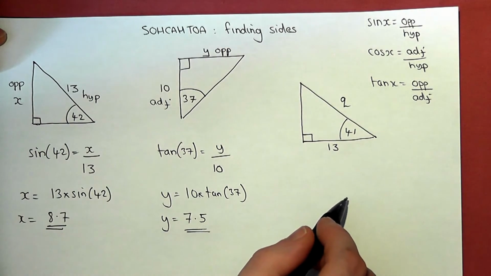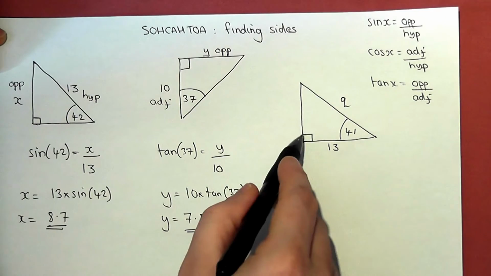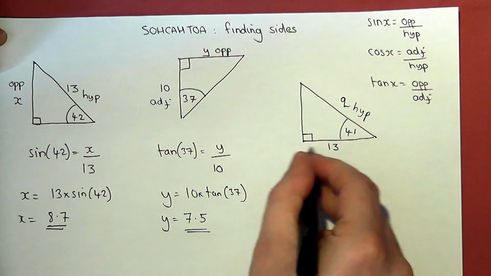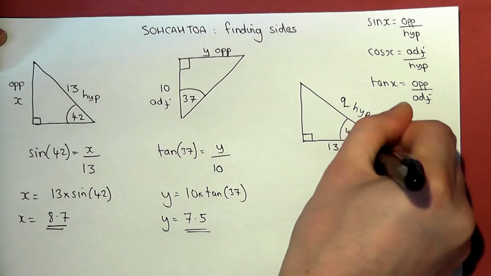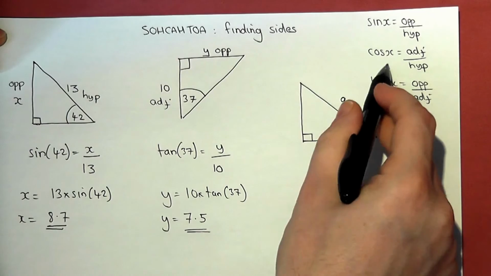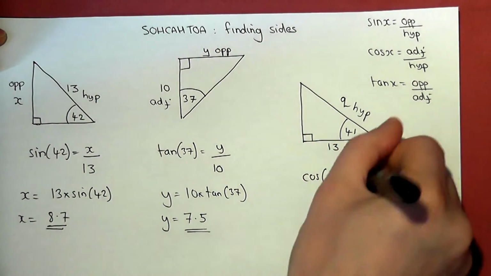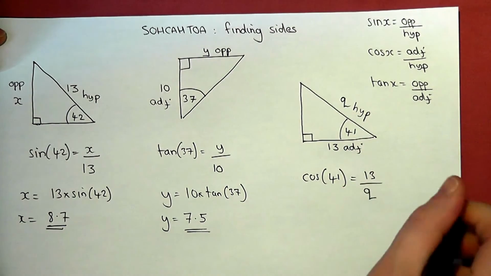Now then, the third one, angle, known, unknown. The unknown is opposite the right angle, that is the hypotenuse. This side here is next to the angle, it is the adjacent. So adjacent hypotenuse is cos. So cos of the angle, which is 41 in this case, is the adjacent 13 over q, which is the hypotenuse.